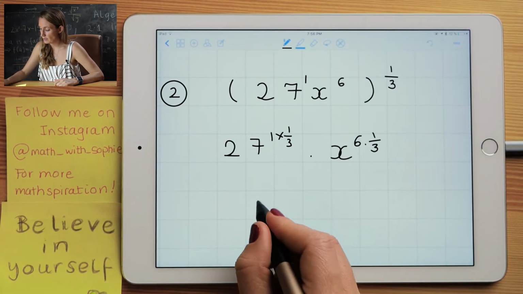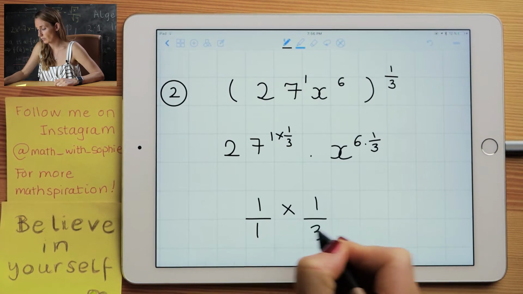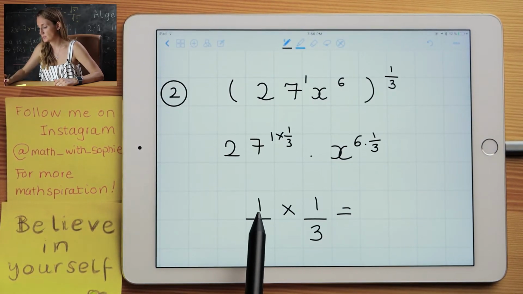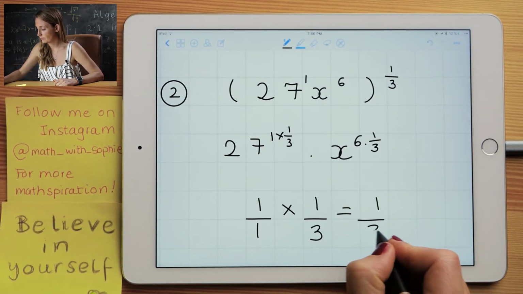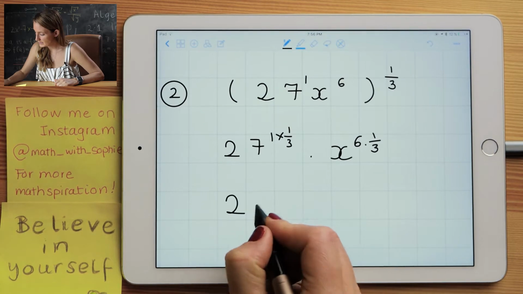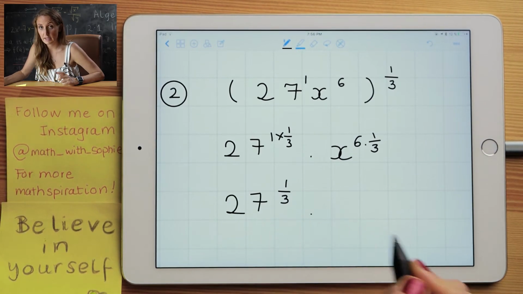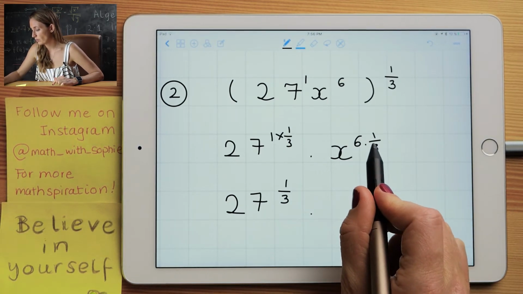If you're not sure about that, you can remind yourself that 1 is the same as 1 over 1 times 1 over 3. With fractions, when you multiply, you just times the top number. So 1 times 1 is 1, 1 times 3 is 3. So we have 27 power a third. We're going to get to that in the next line, don't worry. And 6 times by 1 over 3.